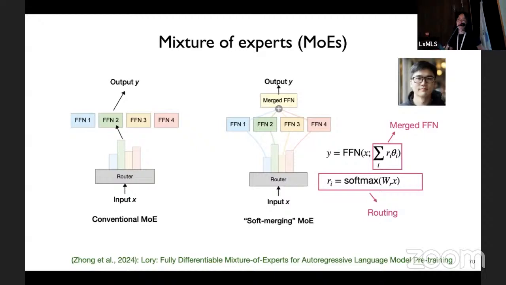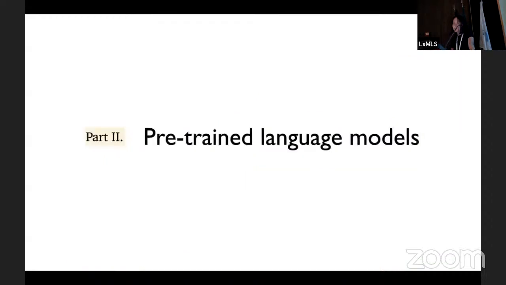Other mixtures of experts actually require discrete routing. But this is a soft version, because essentially you just need to learn. You still use all the feed-forward parameters, but you do the soft merging. I know this is very fast. I just want to give you a sense of what kind of things we are thinking about these days. And I still have another part.